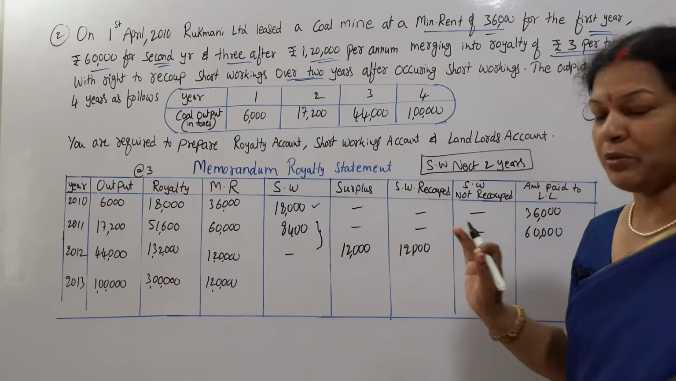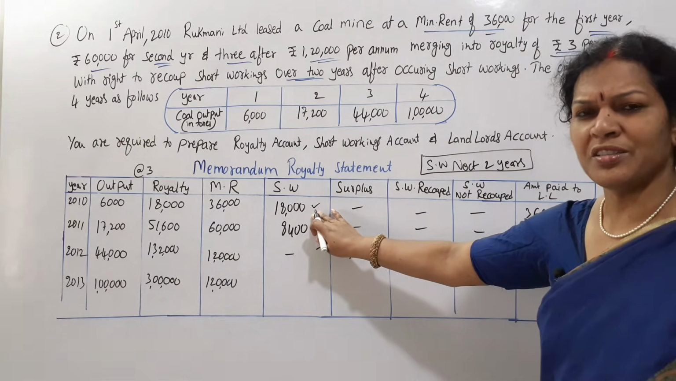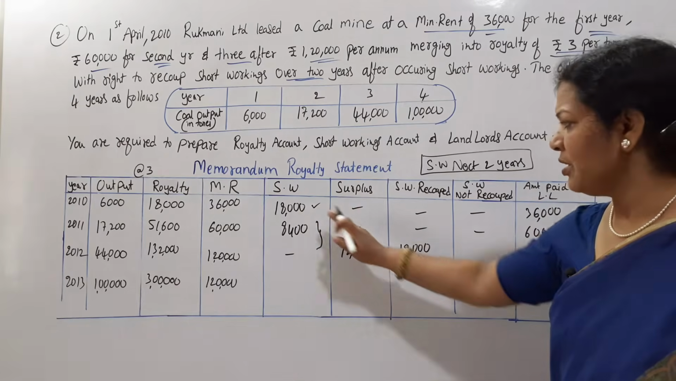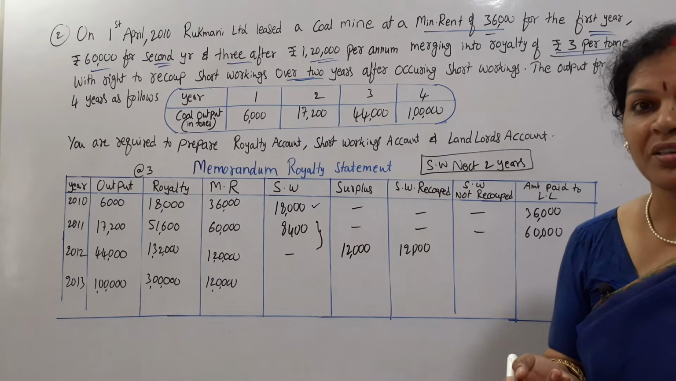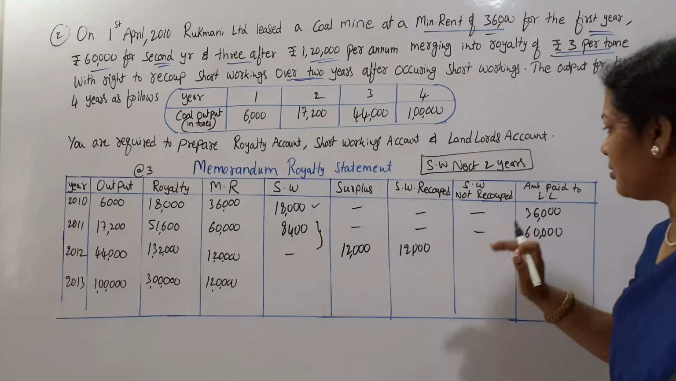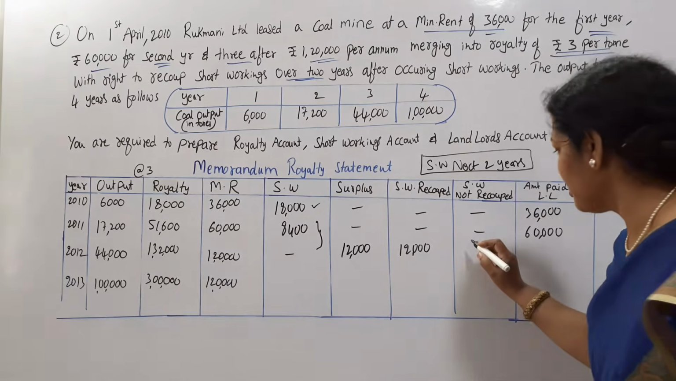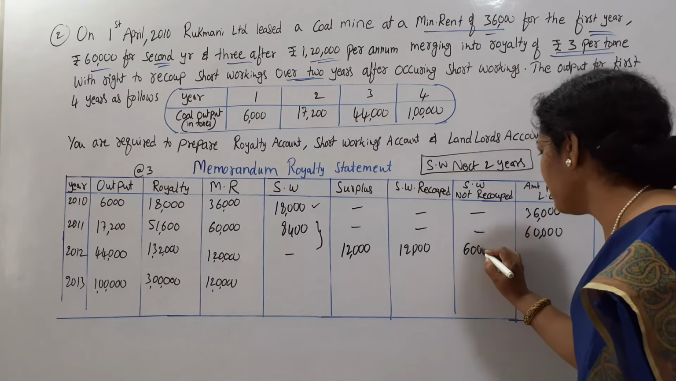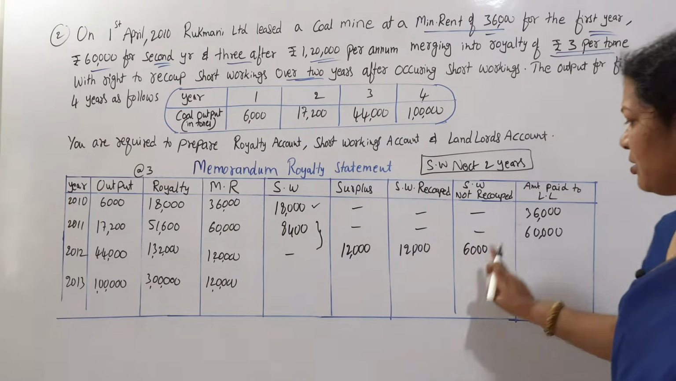recoupment. 12,000 we have used out of 18,000. Still there is a short working. How much is it? Difference 6,000. 6,000 we could not recoup. So that is not recouped, or you can say it as short workings lapsed, 6,000. How did we get 6,000? 18,000 minus 12,000, that is 6,000.